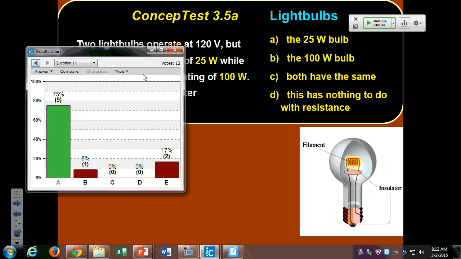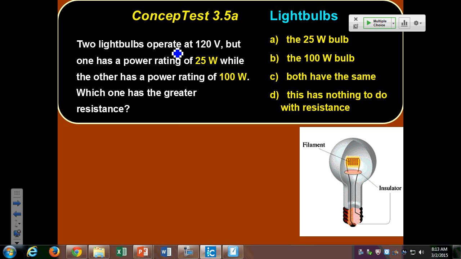A is the right answer. The one with the lower power rating has the greater resistance. You can think about this in a couple ways. The one with the lower power rating, because P is equal to VI. If you have a low power rating, that means you have a low current, because V is always the same, right? And the one with the lower current must be the one that resists the flow of electricity more. That's going to be the 25 watt, which will resist the flow of electricity more. That means it has a bigger resistance.